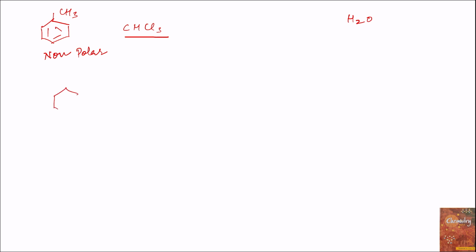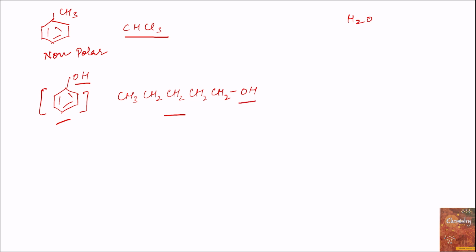Next is phenol and pentanol, CH3, CH2, CH2, CH2, CH2, OH. This is phenol, this is pentanol. In phenol, the OH group is polar, but this benzene ring is non-polar. Similarly, in pentanol, OH group is polar, but this long alkyl chain is non-polar. Therefore, both phenol and pentanol will be partially soluble in water.